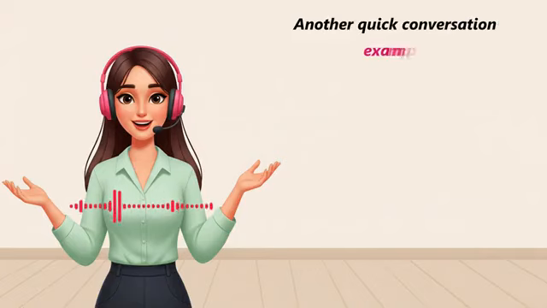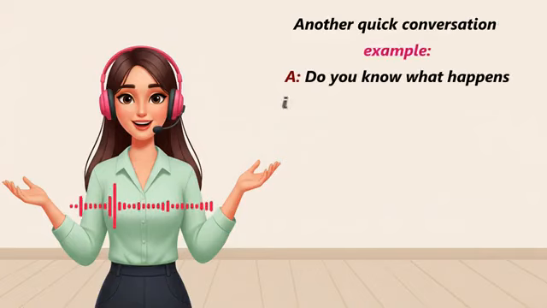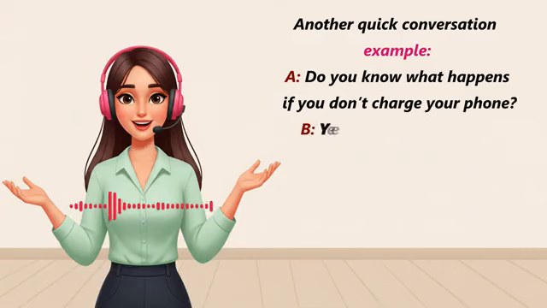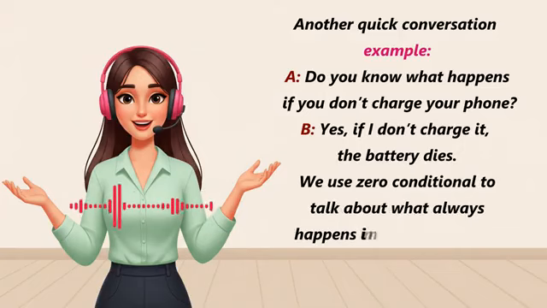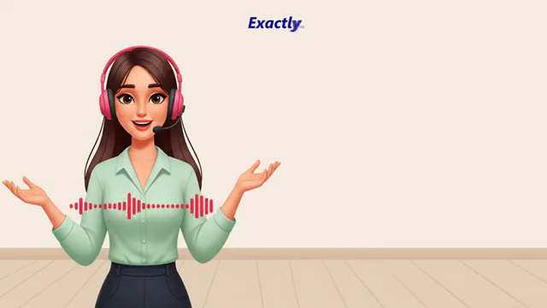Another quick conversation example. A: Do you know what happens if you don't charge your phone? B: Yes, if I don't charge it, the battery dies. We use zero conditional to talk about what always happens in these situations.